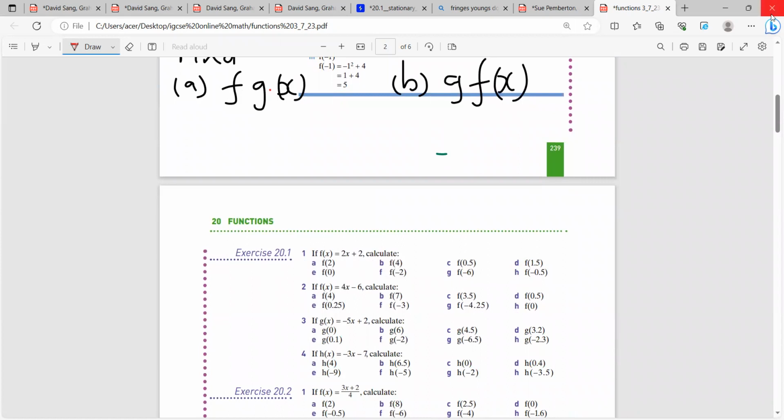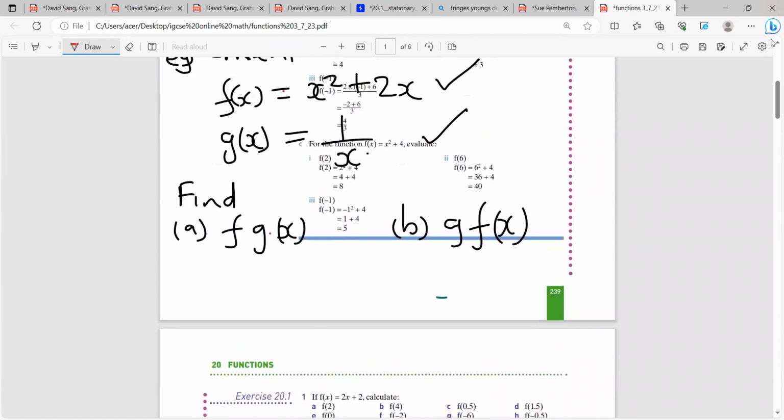All right. So the most important thing here is to look at the question you are given. We have f on the left-hand side, and we have g on the right-hand side, and then we have x. So our substitution should be done from the right going to the left.